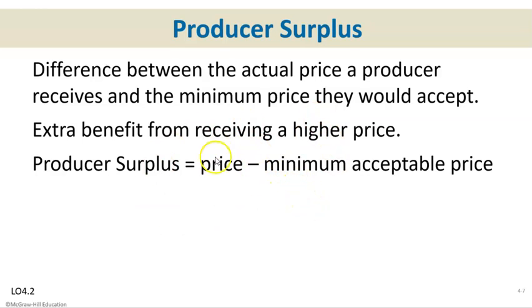For producer surplus, just take the actual price or the equilibrium price and subtract the minimum acceptable price. Here's an example of producer surplus. Let's say I would be willing to mow your lawn for $20, but you actually paid me $30 to mow your lawn. So I received $30 from you. I would have been willing to mow your lawn for $20, so my producer surplus is $10.